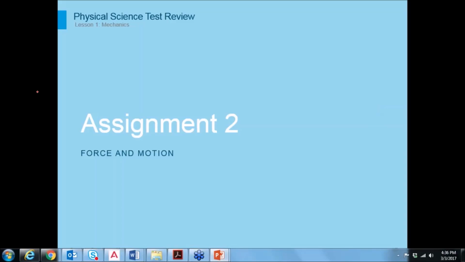Okay, so we're going to be focusing on Lesson 1, Assignment 2, which is forces, and Lesson 1, Assignment 3, which is motion in a circle and the centripetal forces that cause that. Right, so Assignment 2 is about forces.